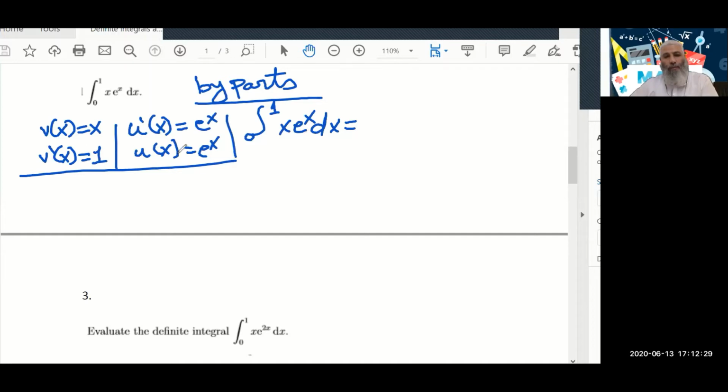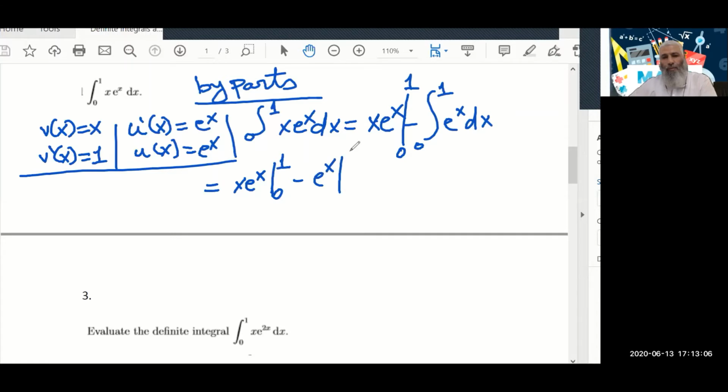integration of, by parts, e power x multiply x, minus integration e power x multiply 1, which means u x multiply v dash x, which means e power x multiply 1. And this is from 0 to 1. So this is x e power x from 0 to 1 minus e power x from 0 to 1.